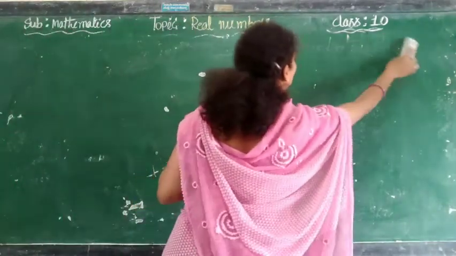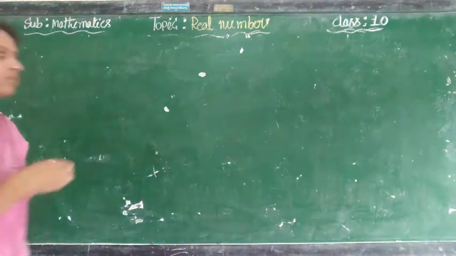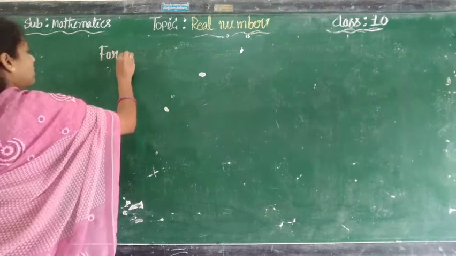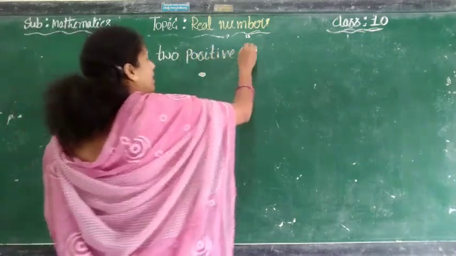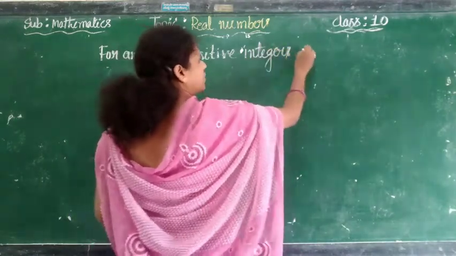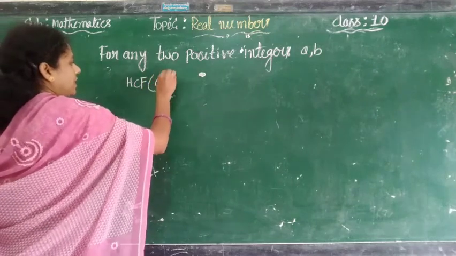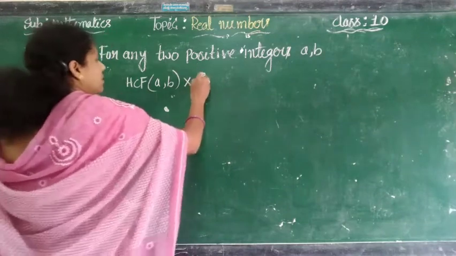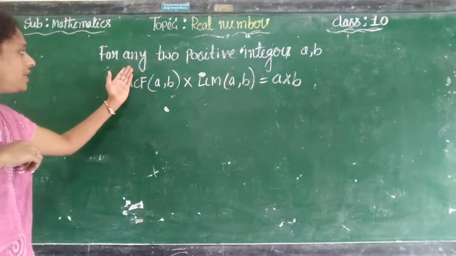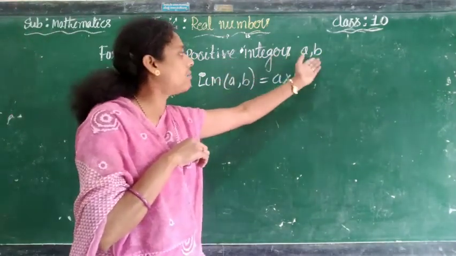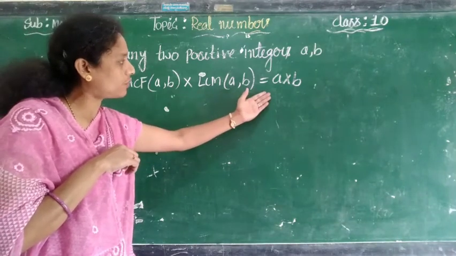For any two positive integers A, B, we can write HCF of A, B into LCM of A, B is equal to A into B.